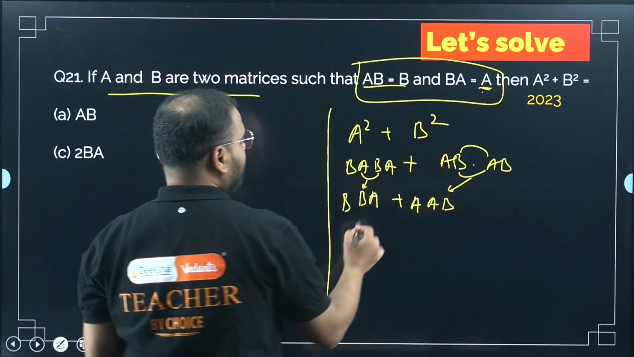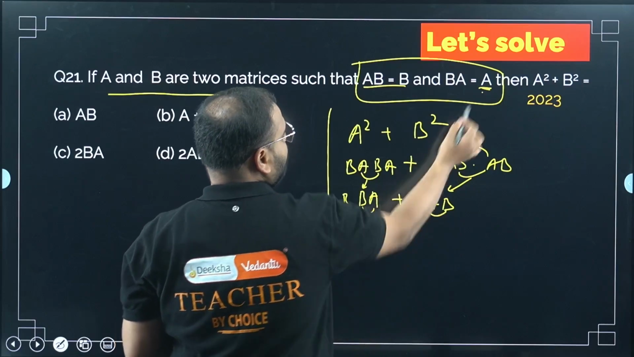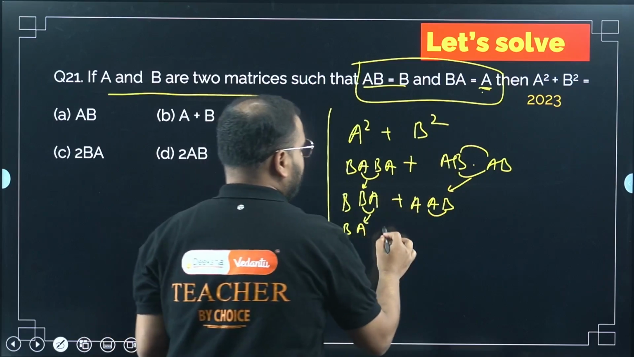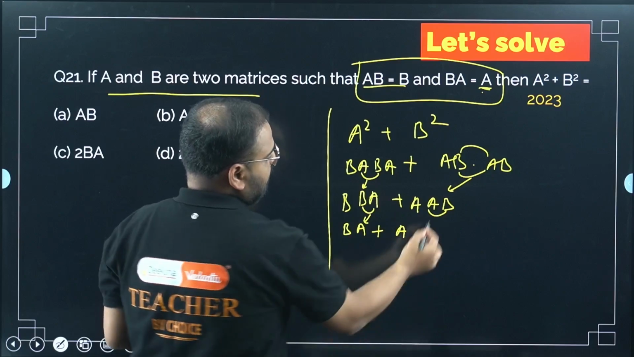Please move on again. Now BA and AB. So B will remain as it is, and BA is going to be A. And A will remain as it is. This AB is going to be what? AB is going to be B.